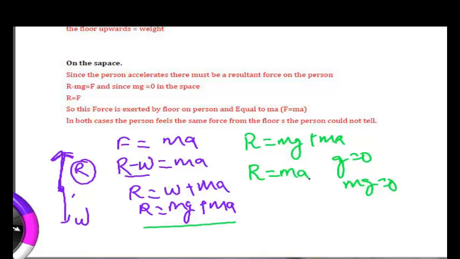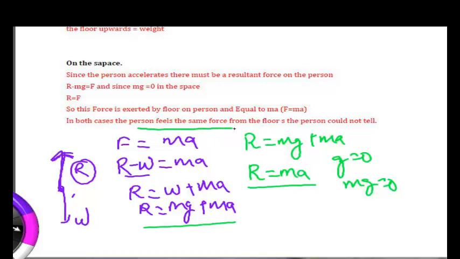But the magnitude of R in both situations is the same. Why? The acceleration is 9.81. On the Earth, R equal to mg, m times g, g is 9.81. In space, R equal to ma, here a is also 9.81. Therefore, he couldn't tell. So that's a 6 marks point. In both cases, the person feels the same force from the floor.